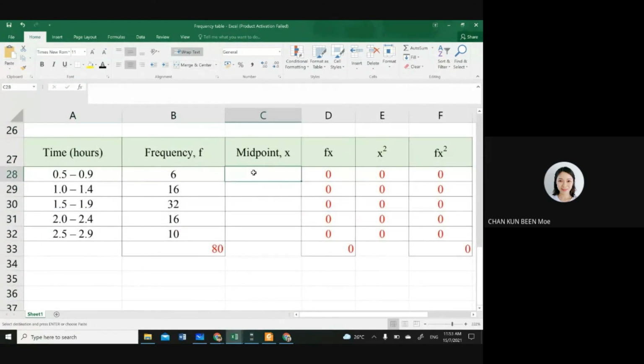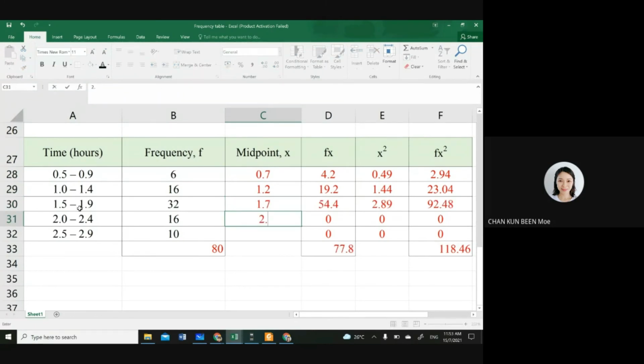Midpoint. What is the midpoint? 0.5 plus 0.9 divided by 2, we will get 0.7. Yes, 0.7. So we just carry on over here. This is 1.2, the middle value of this. Continue with 1.7 and then 2.2 and 2.7. Okay, so fx, I have the values already. x from f multiplied by x, I get this. x squared, 0.49, so it's correct. fx squared, 0.49 times 6, we get 2.94. So these are the values.